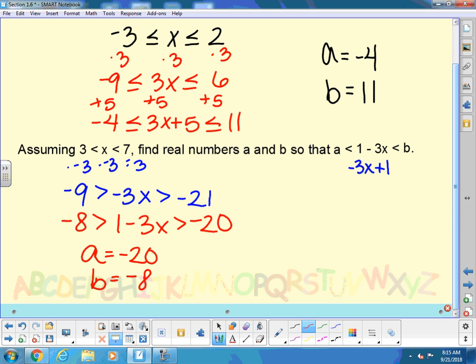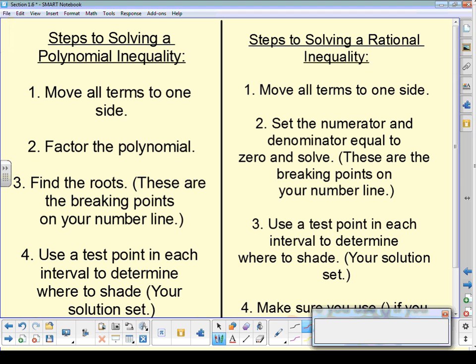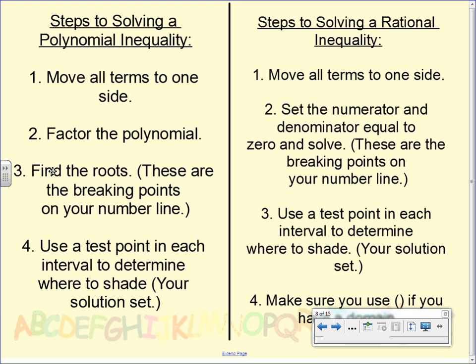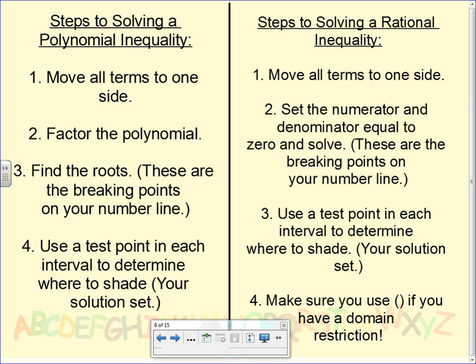So that's it for our lesson today. Before you put your notebooks away, I want you to take, I don't know, 4 minutes at the max. These are the steps that we are going to be using on Monday to solve a polynomial inequality, which is an inequality with a higher power, squared, third power, fourth power, and then a rational inequality. Those are fractions where you've got variables in the denominator. Paraphrase if you want, but put these in your notebook for Monday, so then Monday we can just get straight to our examples and get those done.